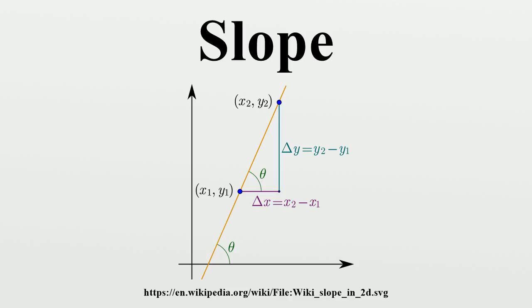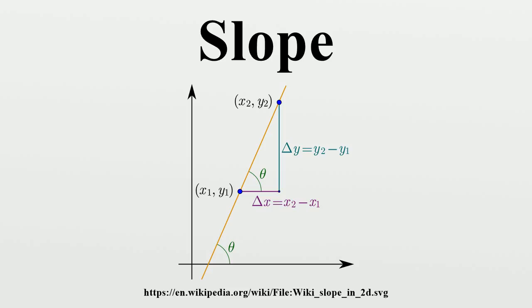Definition: the slope of a line in the plane containing the x and y axes is generally represented by the letter m, and is defined as the change in the y-coordinate divided by the corresponding change in the x-coordinate, between 2 distinct points on the line. This is described by the following equation.